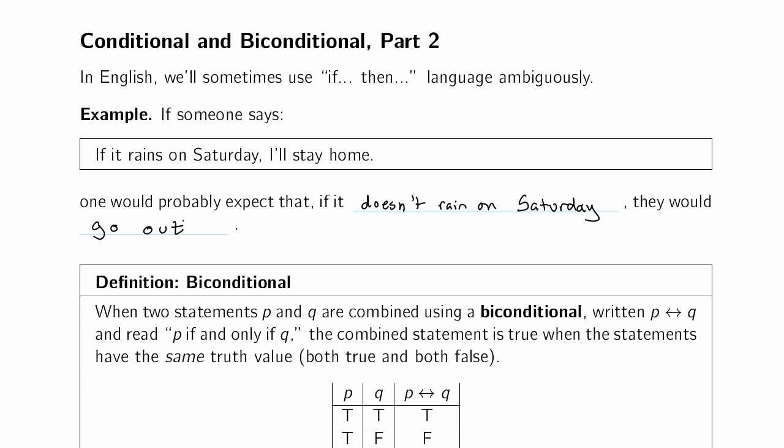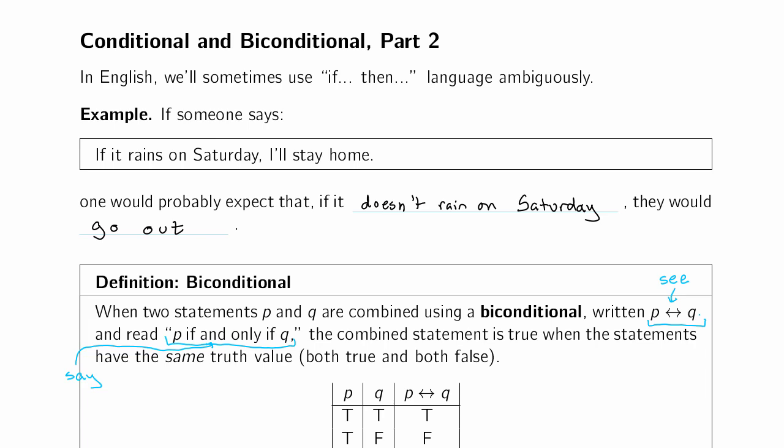Sometimes it indicates what's called a biconditional. Two statements P and Q are combined using a biconditional, written with this double arrow. So we see P double arrow Q, and read that as P if and only if Q. So we'll see P and Q with the symbol between them, and we'll say P if and only if Q.